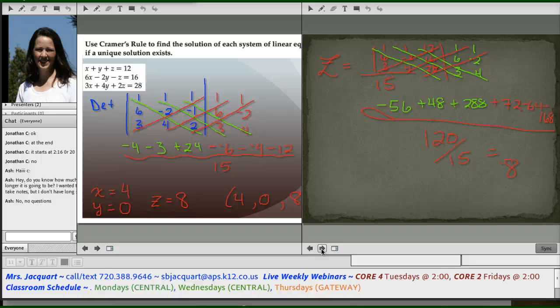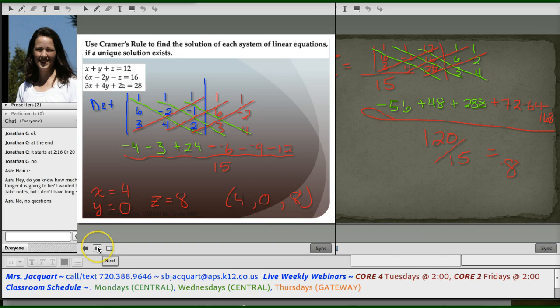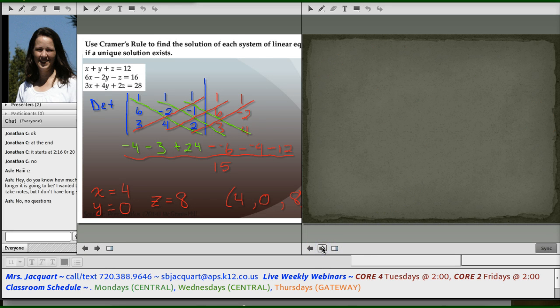So in other words, if x equals 4, y equals 0, and z equals 8, then we have our solution to our system. Okay, and the other thing I wanted to just talk about real quick, because I don't think I ever have, is when we're talking about systems of linear equations and the type that we have. Okay, we need to delete that. That's your y-axis. That's your x-axis.